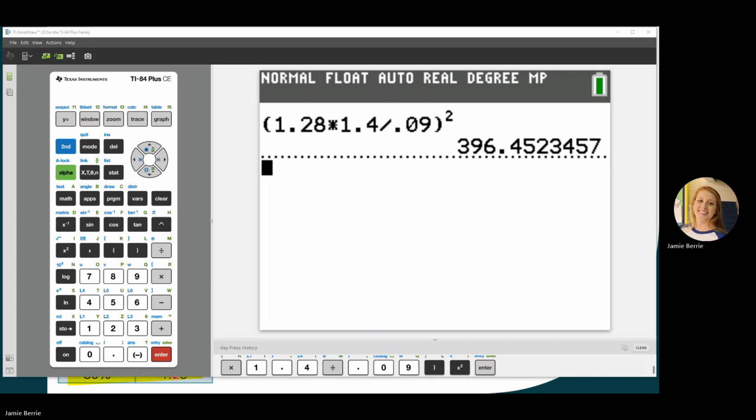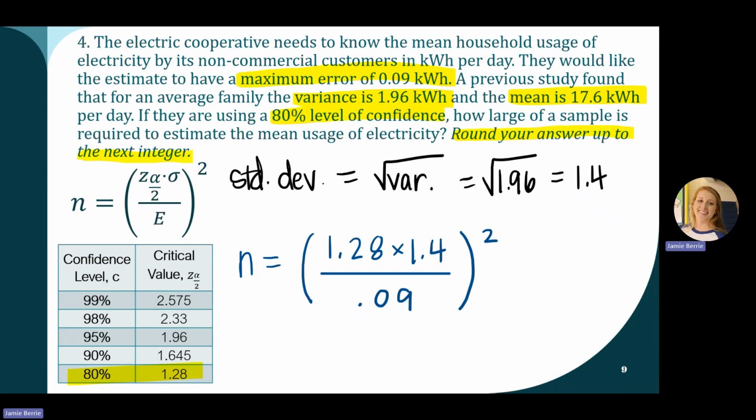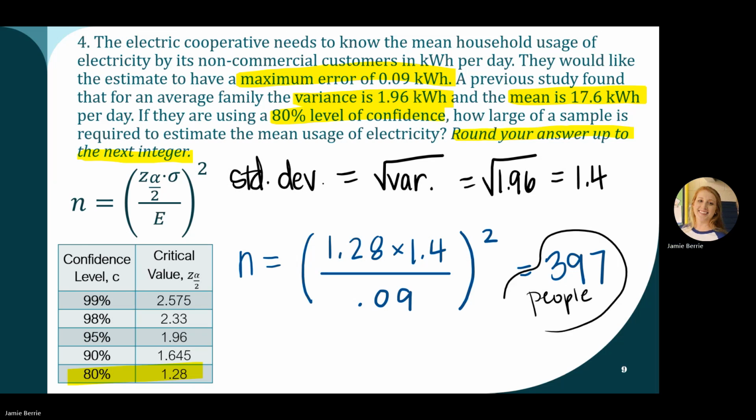397 people. We'll say people or customers or whatever. So you would go back to the electric cooperative and you would say, okay, based on the previous studies that y'all have done, where y'all found the variance, and based on the level of confidence that you're wanting and the margin of error, you need to sample 397 of your customers.